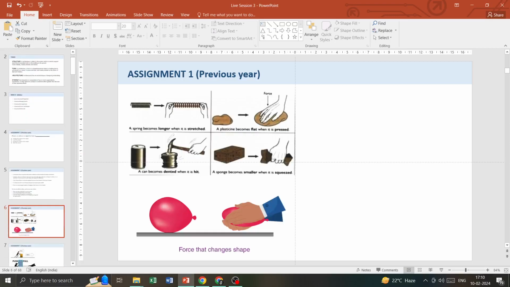And these are some of the examples. A spring becomes longer when it is stretched. A plasticine becomes flat when it is pressed. A can becomes dented when it is hit. A sponge becomes smaller when it is squeezed. And a balloon changes shape when it is pressed.